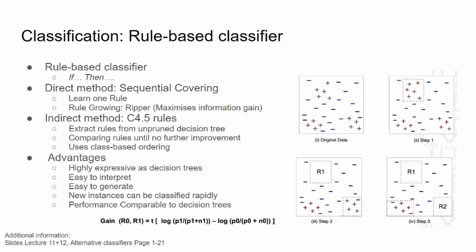There are a lot of advantages with a rule-based classifier. It's really simple, computationally efficient, and easy to interpret. You can actually follow the logic with a rule-based classifier. New instances can be classified rapidly because you can just put in an if-then statement and it's already done. Performance is comparable to decision trees because it's basically a decision tree, just not written out.